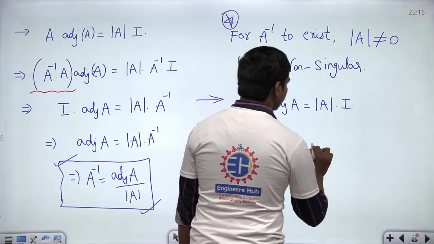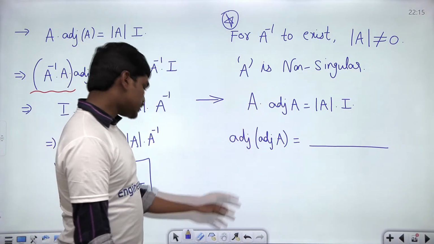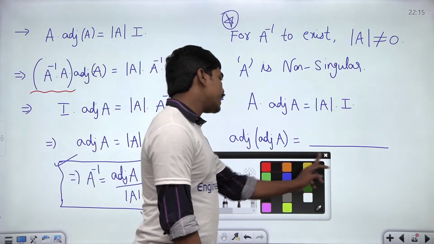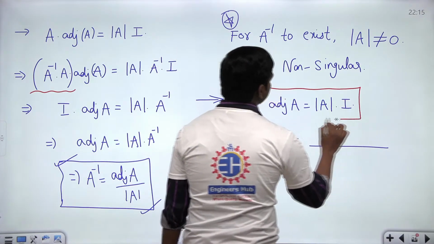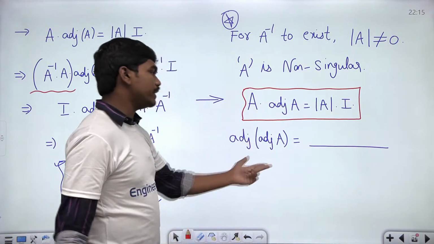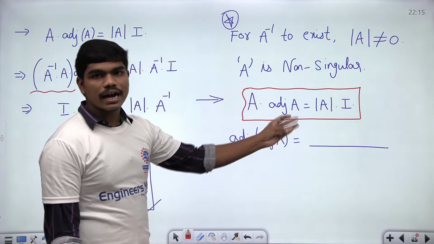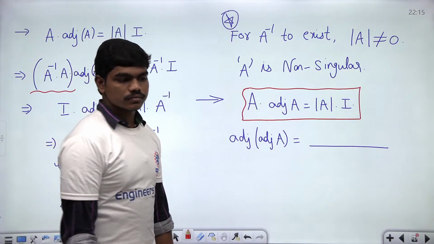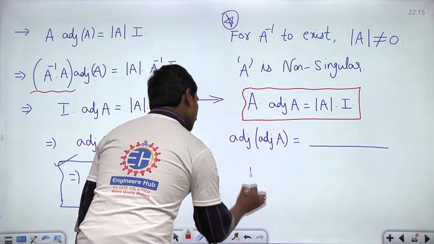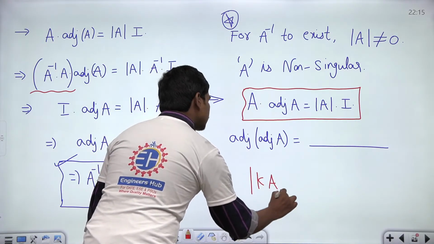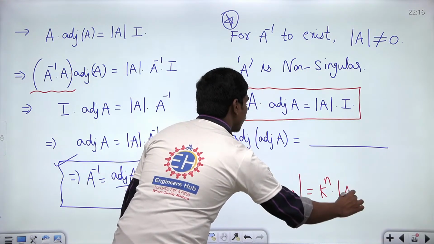So can you tell me something in terms of A and the determinant of A here? Look, I gave you this hint. We know this formulation, A into adjoint of A is nothing but det A into I. So if this is the case, please try to tell me what could be the value of adjoint of adjoint A in terms of A and det A. Okay, and if you want, I could give you one property. Determinant of k times A, whenever A is an n by n matrix, is nothing but k power n into det A.